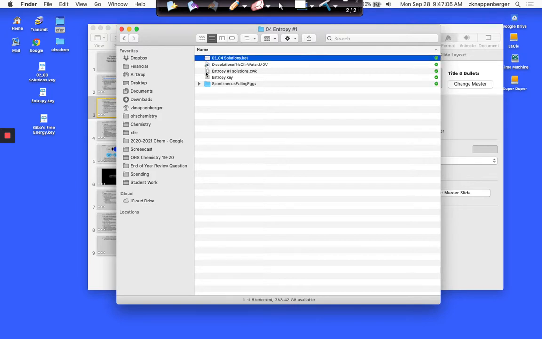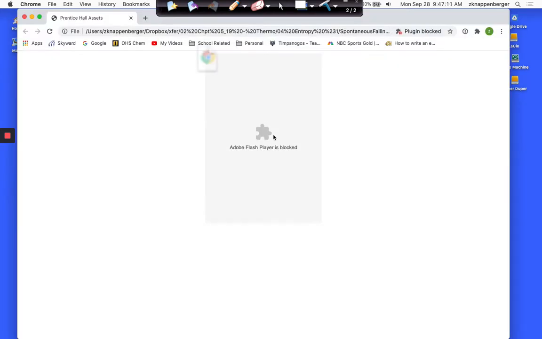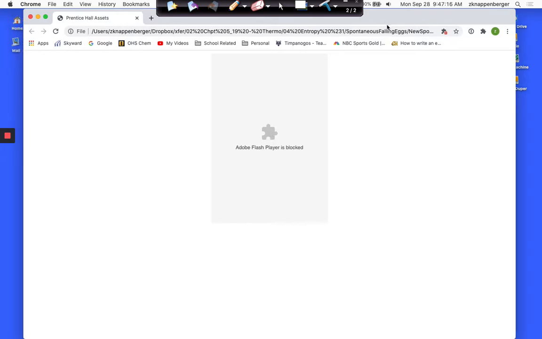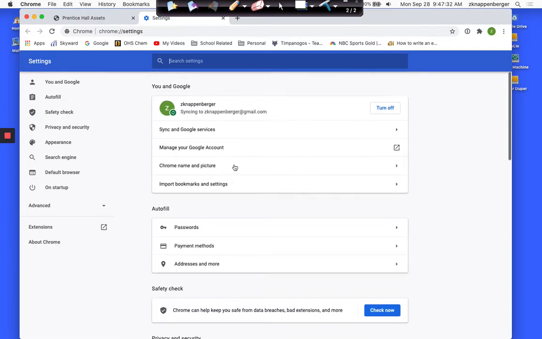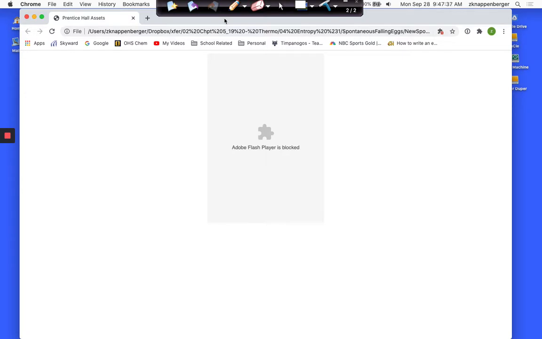If I can get it to work. Oh, poop. How do I... Hold on, I'm having a crisis. Just a second. Does anybody know how to unblock Flash Player? I have it installed. So this is where I'm at. I'm trying to show you something and all I get is Flash Player is blocked. Oh, here? Oh.